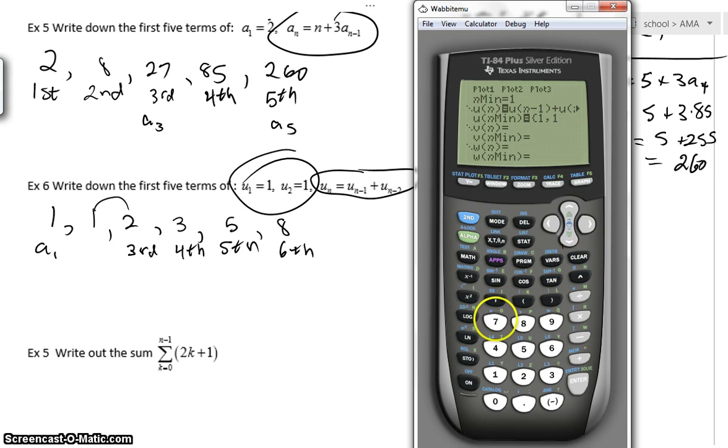Notice the comma was right above the 7, if you were wondering where that was. Then we'll go second, right parenthesis, right above the 9. And then what you can do very quickly is hit second table, and you can see that nice Fibonacci sequence taking place. 1, 1, 2, 3, 5, 8, and so forth. So that's the real nice setup.